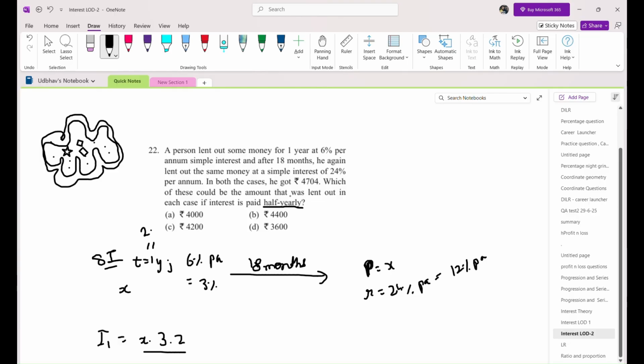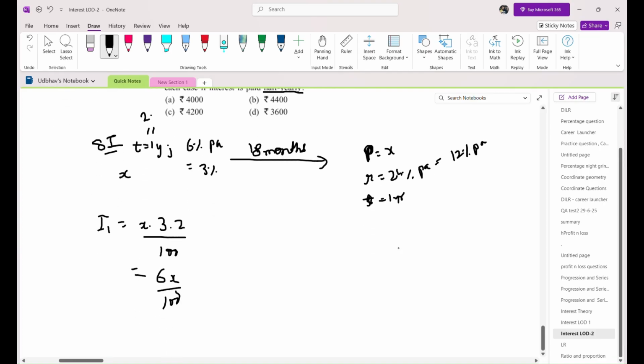And what is the time? The time is again 1 year, because 1 year is common in the starting. A person lent out some money for 1 year at this, and after 18 months at this. So what will be the interest I2? I2 will be x into 12 into 2, because there are 2 half years in a year, upon 100, which will be 24x upon 100.